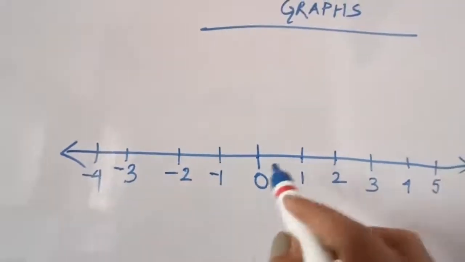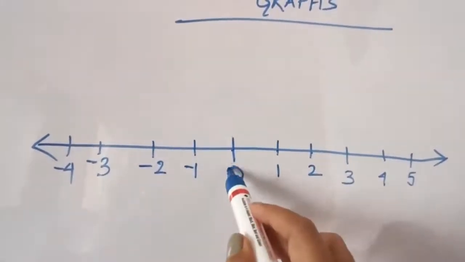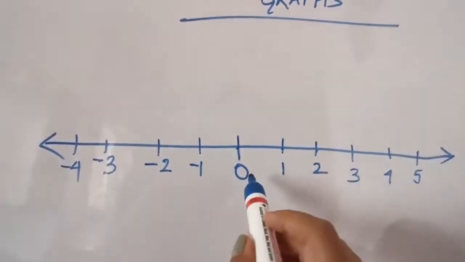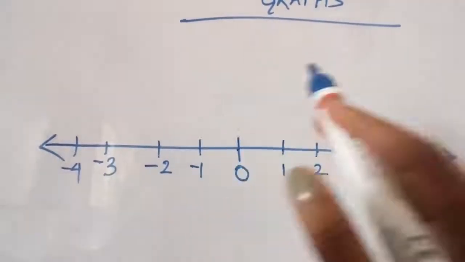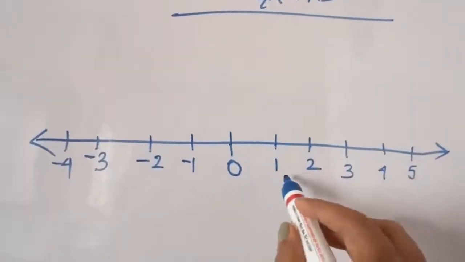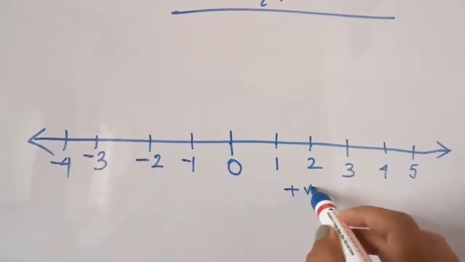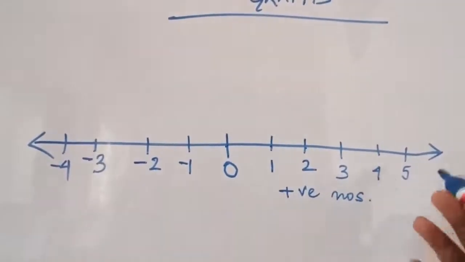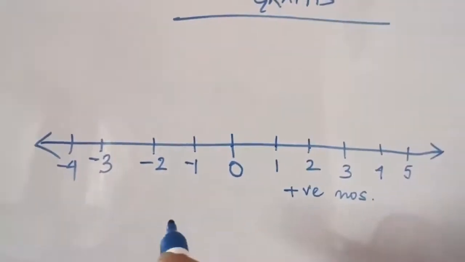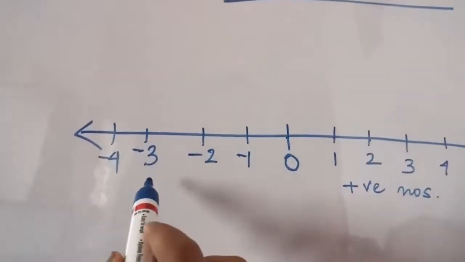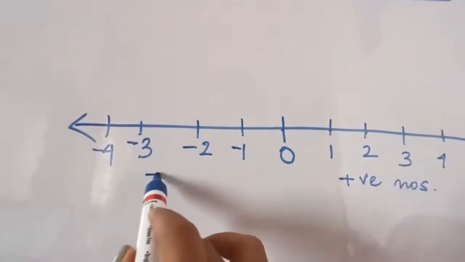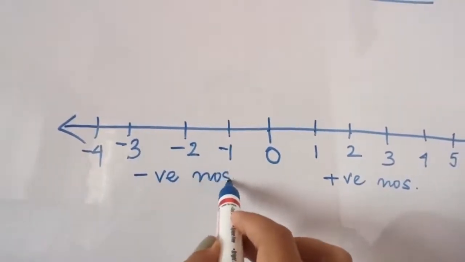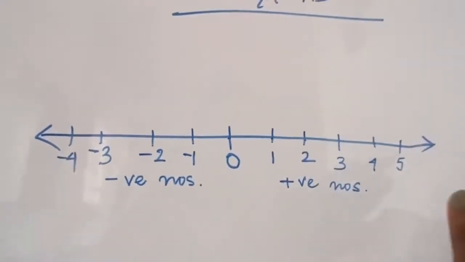And on the number line, 0 is the midpoint of it. The right side of the 0 represents all positive numbers, correct? These things we have already discussed in the first chapter, this is still a revision of it, and the left side denotes the negative numbers, right?